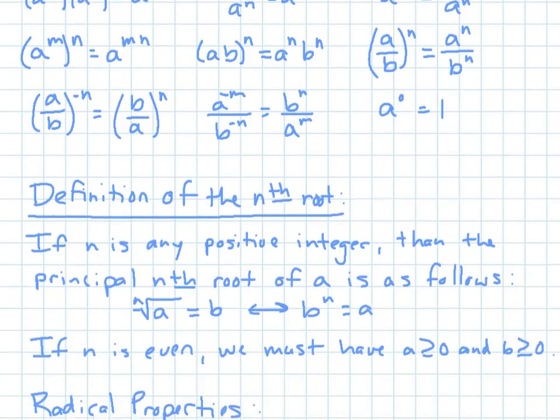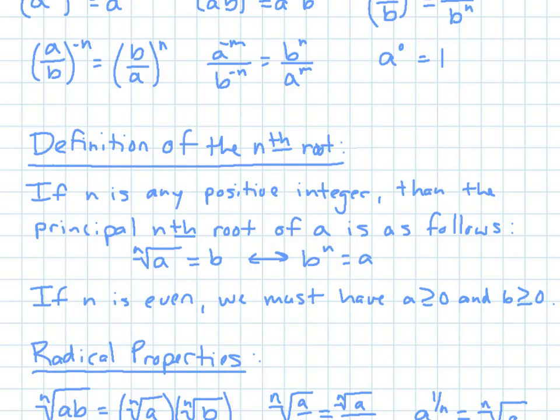Okay. Now, here we have the definition of an nth root. So if n is any positive integer, then the principal nth root of a is as follows. So you have the nth root of a is equal to b, which is the same thing as if you took both sides to the n power, then you would get b to the n is equal to a, because the nth power cancels out the nth root, but you have to do it to the other side, so the b gets to b to the nth power.